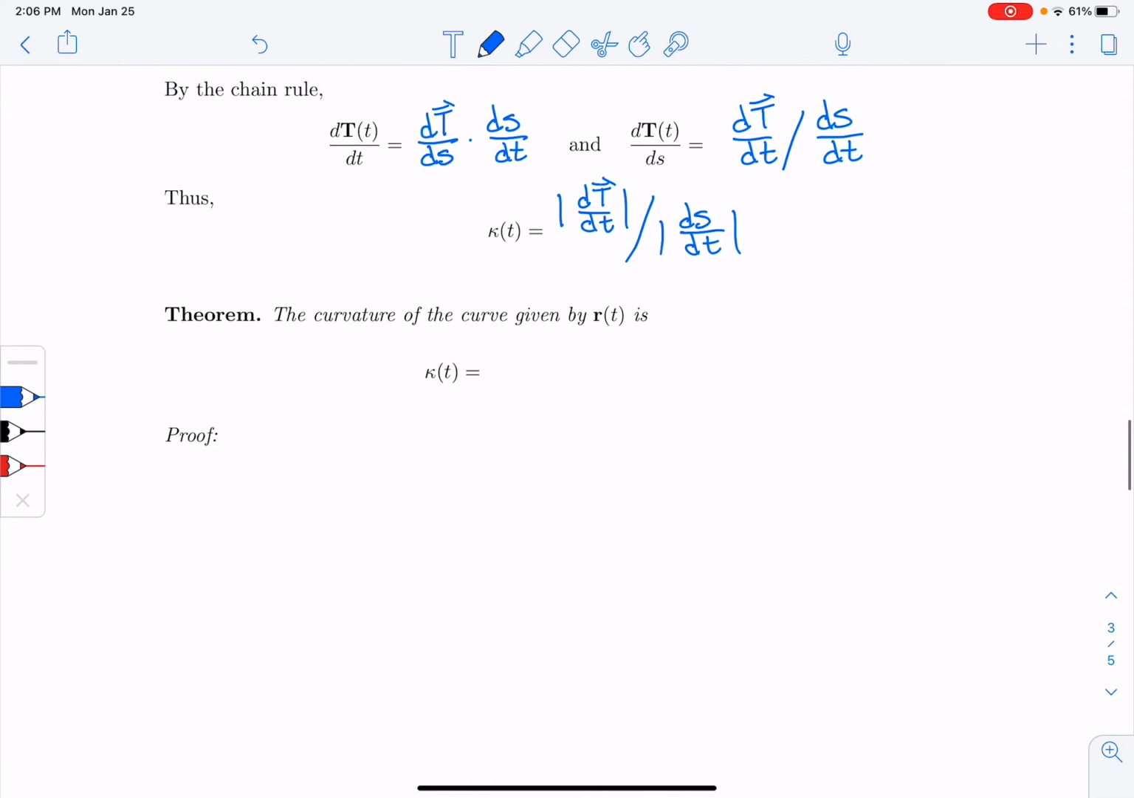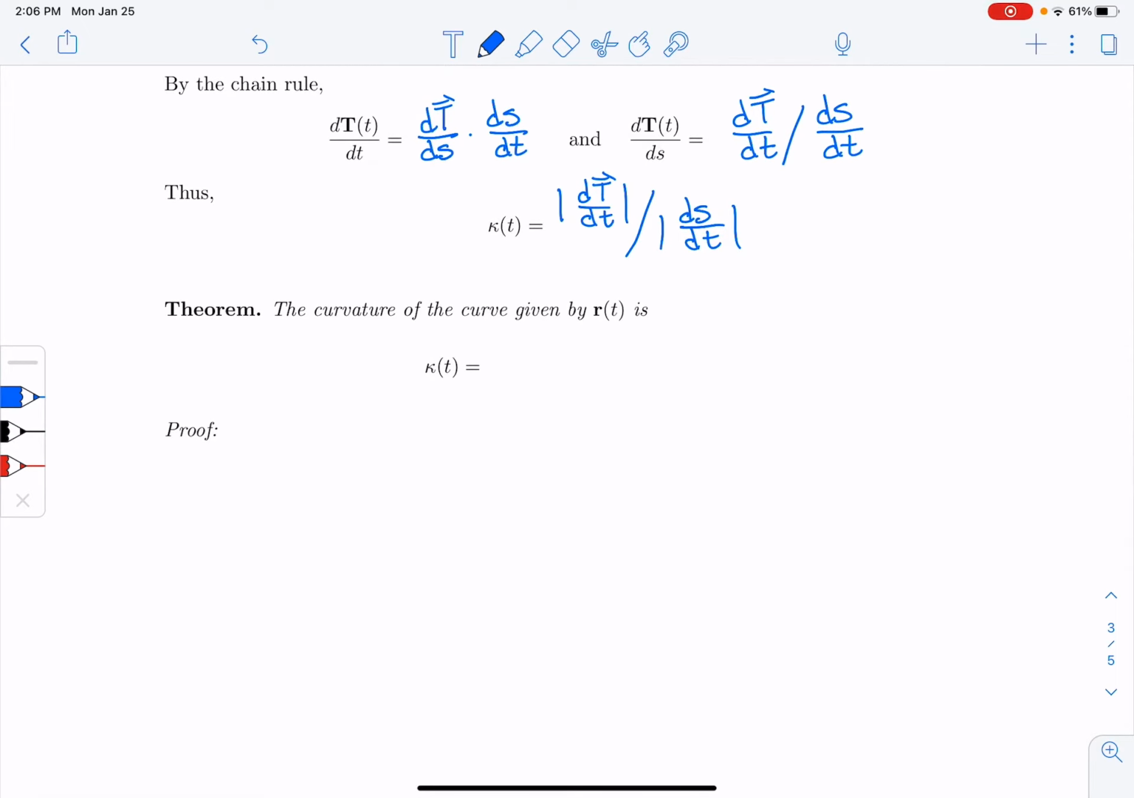In fact, the curvature of a curve given by r of t is going to be the magnitude of r prime of t cross r double prime of t, divided by the magnitude of r prime of t, cubed. Now that seems like it's going to be a mysterious formula, so I'm going to justify that to you.